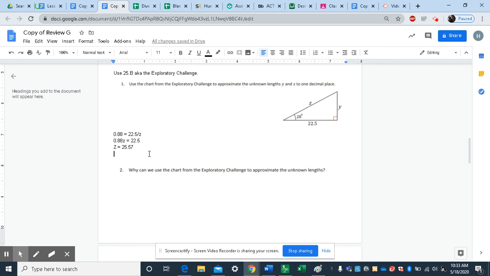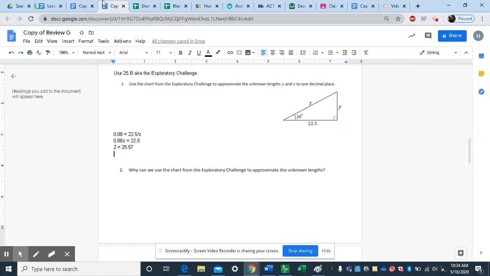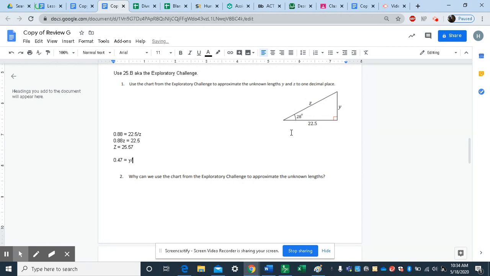So now we're going to go on to our opposite over hypotenuse. So now we have our opposite, which is going to equal 0.47. So we have 0.47 equals y divided by our z, which we know now, 25.57. So in this case, the y is on the top.